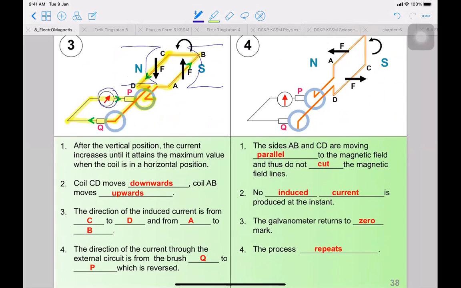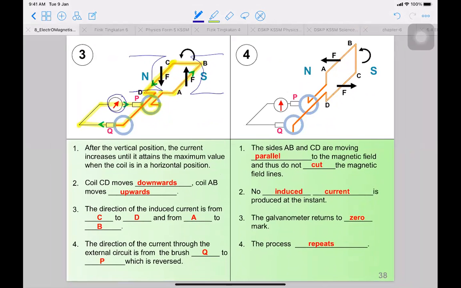Okay, and then step number 4. In step number 4, so again, it is in a vertical position. So the sides AB and CD are moving parallel to the magnetic field and thus do not cut the magnetic field lines. So they go through sesenangan. No induced current is produced at the instant the galvanometer returns to 0 mark and the process is repeated.